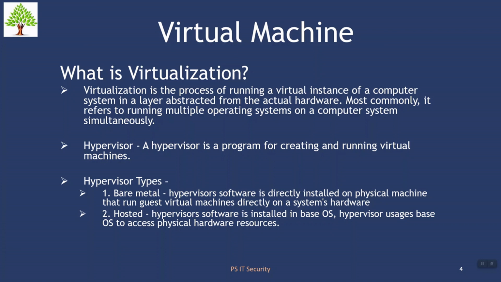A bare metal hypervisor is directly installed on the physical computer, or you can say physical machine, and it directly runs your virtual machines on that specific system hardware. However, in the second type, that is hosted, the hypervisor software is installed on the base operating system, and then it uses the base operating system to access the physical resources for your virtual machine. We will see the hosted type of hypervisor in detail.